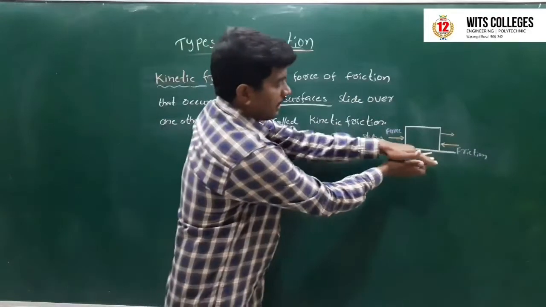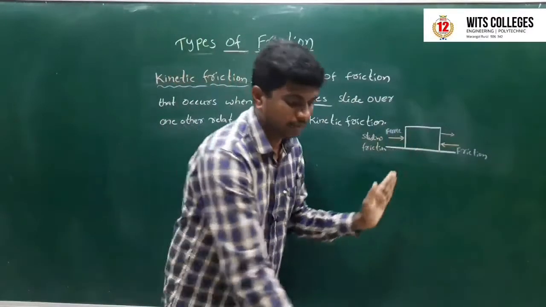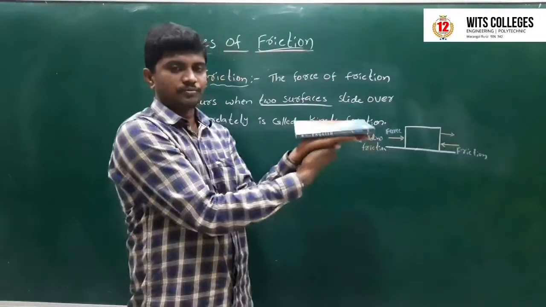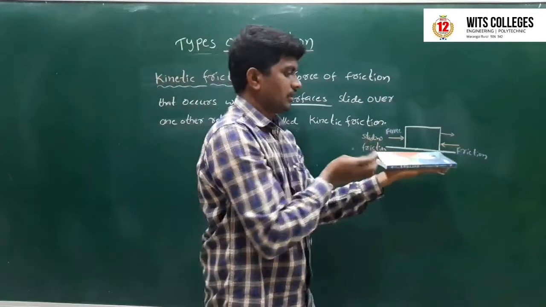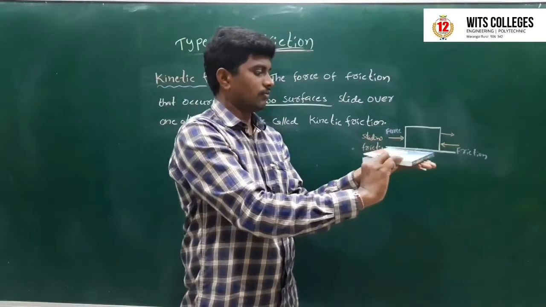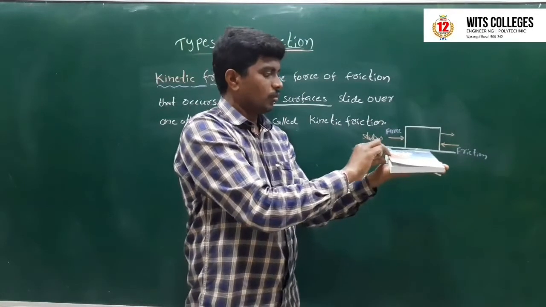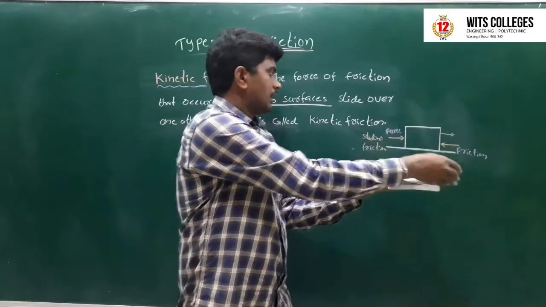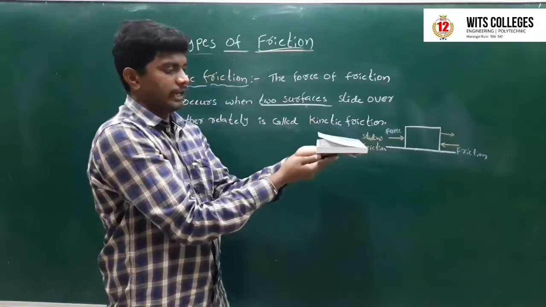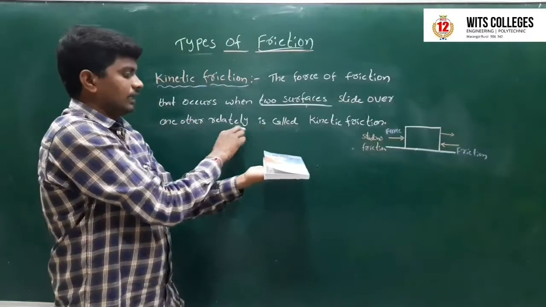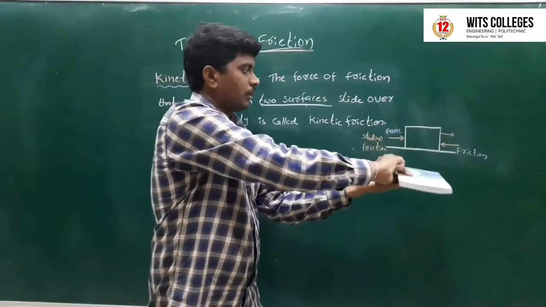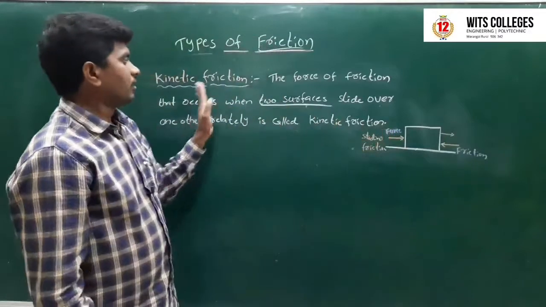For example, the force is applied, the table and the book, this is kinetic friction. The book is moving from one place to another place. The two surfaces, the table and book, slide over one another relatively. Moving from one place to another place is called kinetic friction.